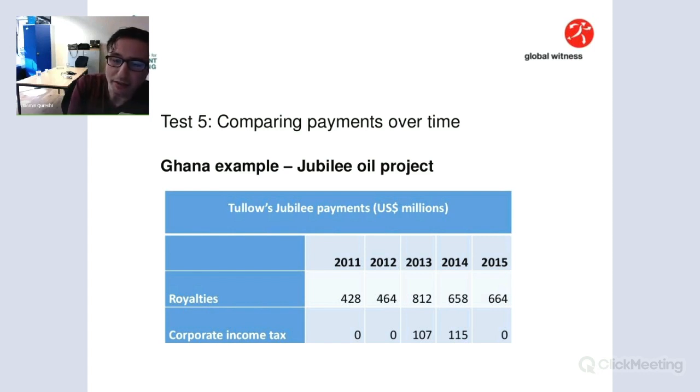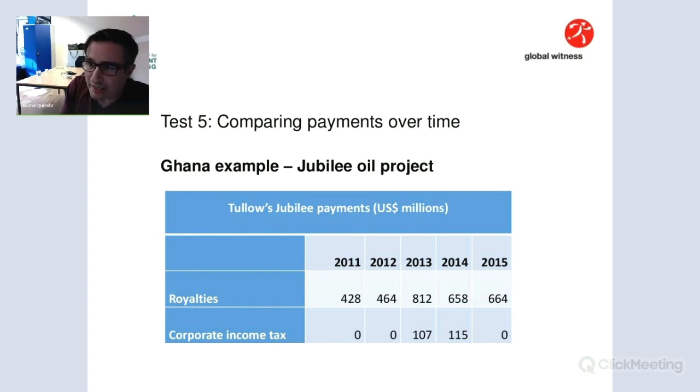And then in 2013, Tullow pays $107 million in corporate income tax. So this shows us that the project is coming out of its cost recovery phase, and it's starting to generate significant income tax for Ghana. And the same applies to 2014, $115 million tax payment. But in 2015, there's an absolutely precipitous drop down to zero.